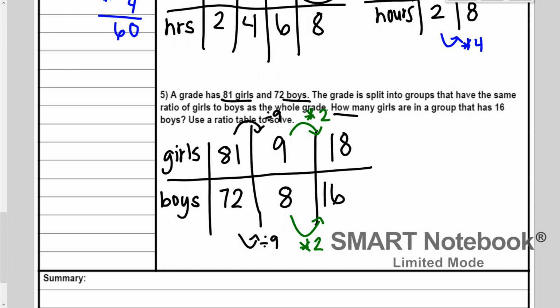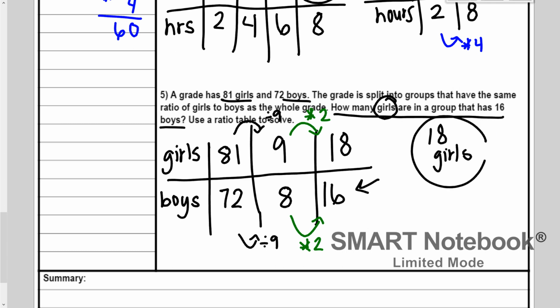Go back up to the question and look at what they asked for. How many girls are in a group that has 16 boys? Well, here's where we have 16 boys. So we look above it to see how many girls there would be. There would be 18 girls in that group.